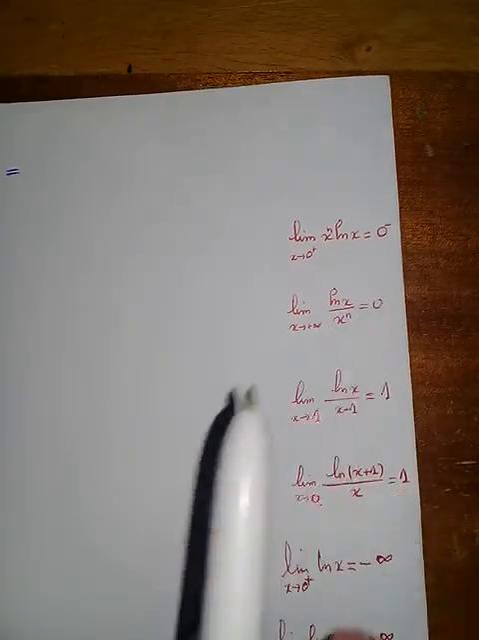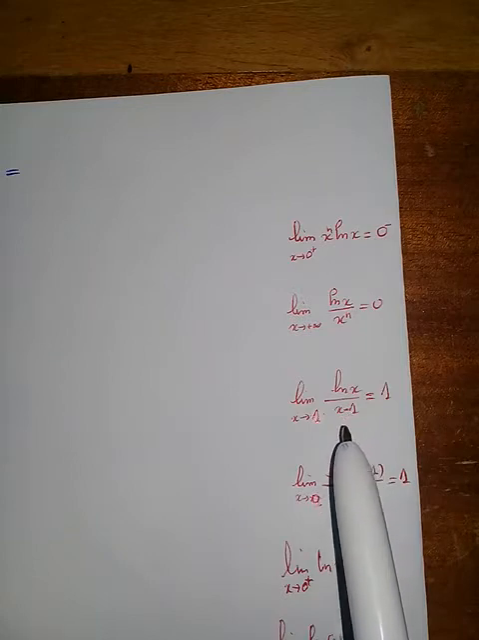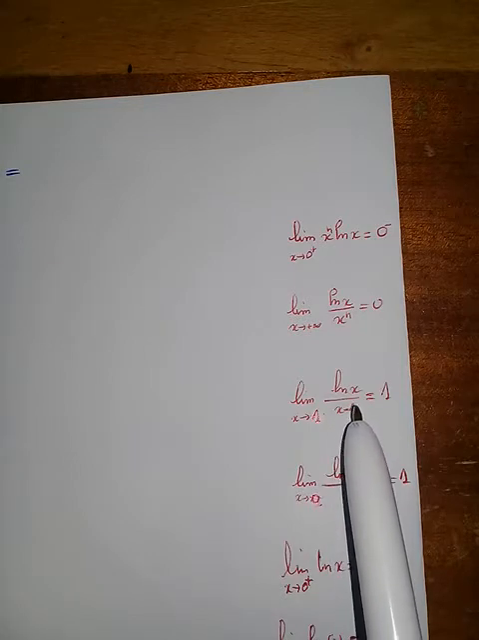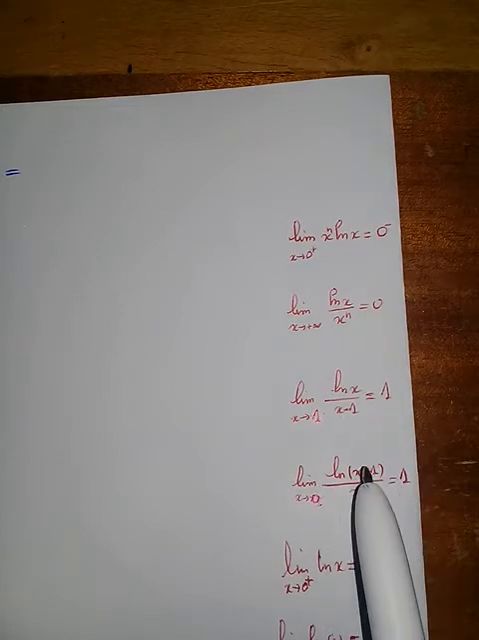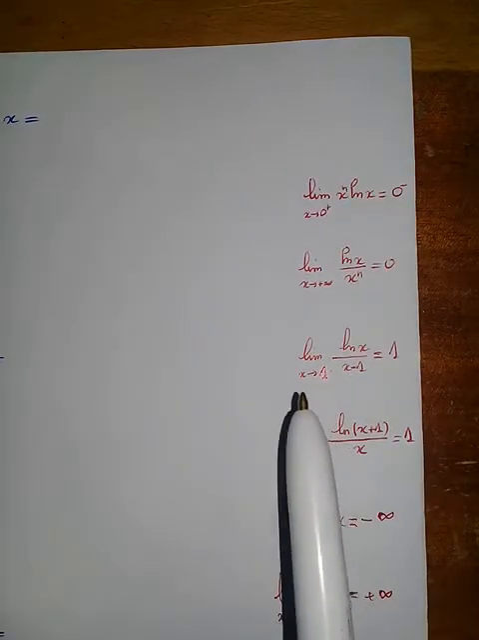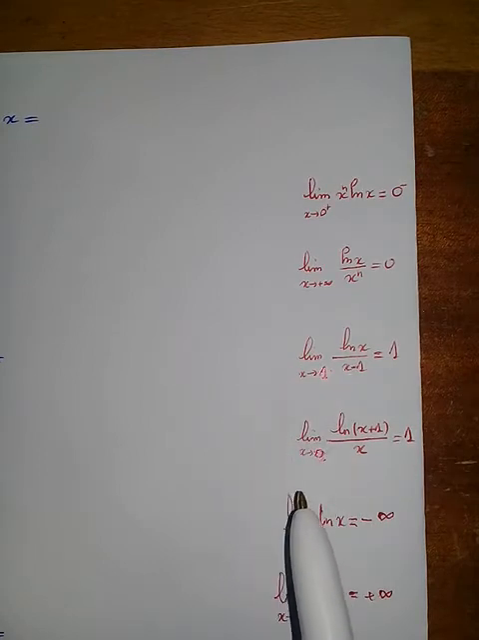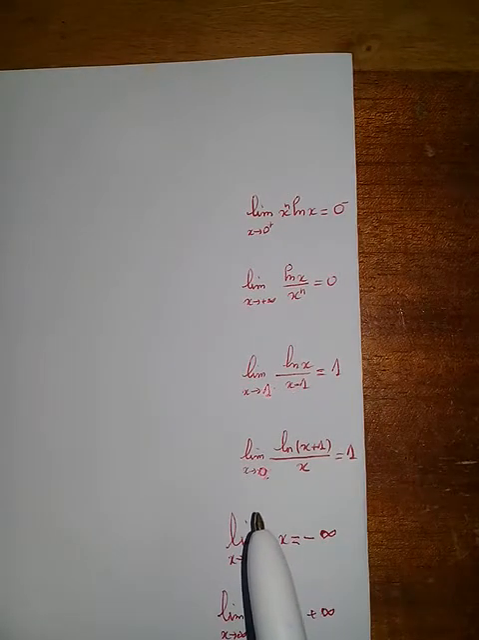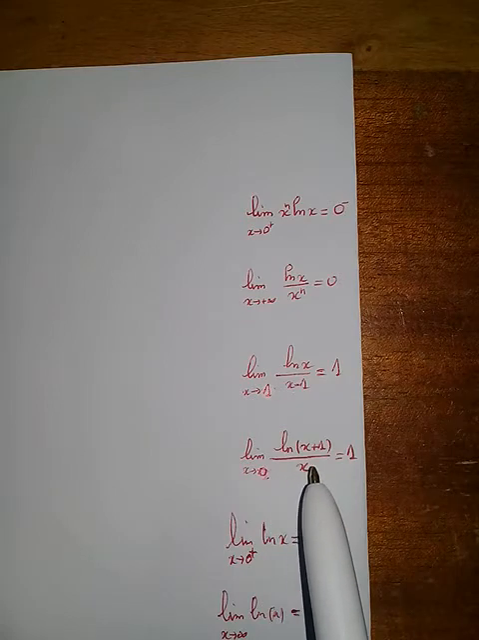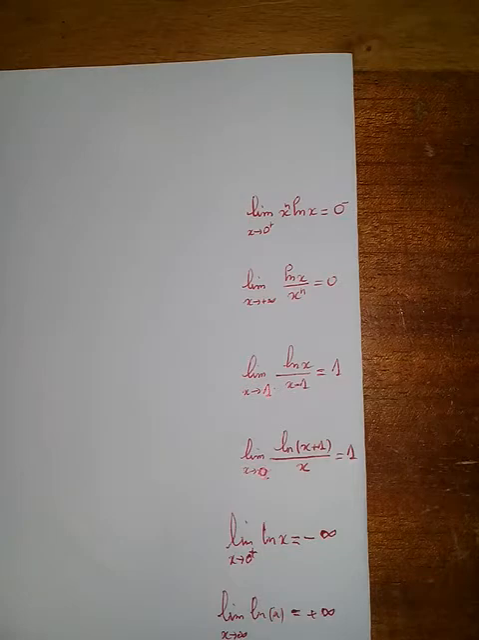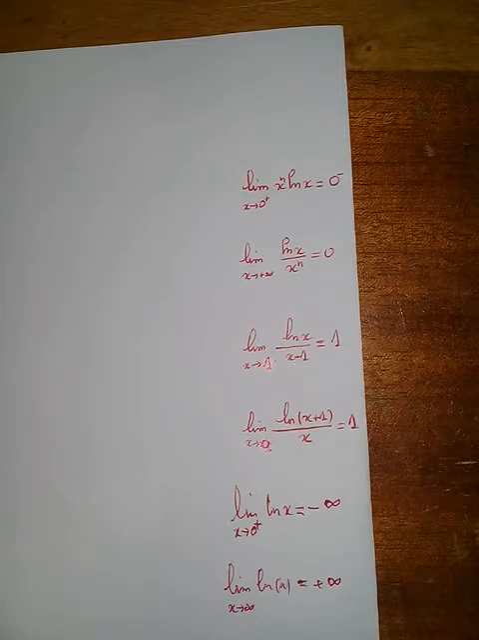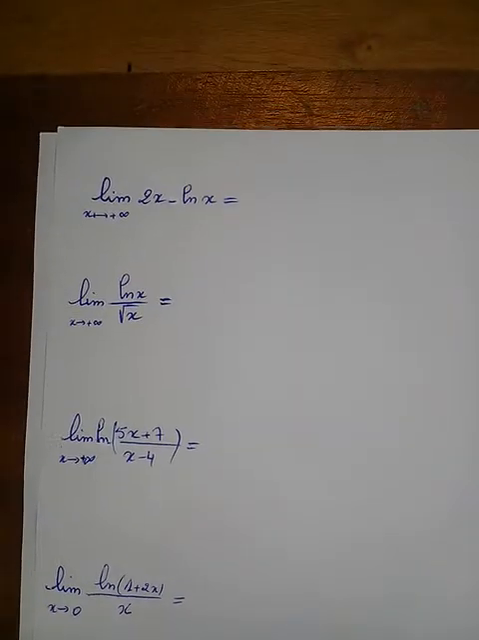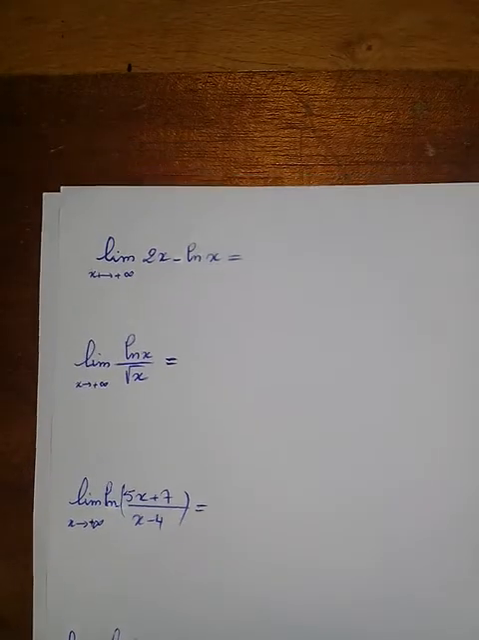is 0. The limit of ln x over x minus 1. This is the derivative at 1, so it's 1. And from this we get this by substituting: the limit as x goes to 0 of ln(x plus 1) over x is 1. So we must be really familiar with these limits to apply them here. Let's start with this one.